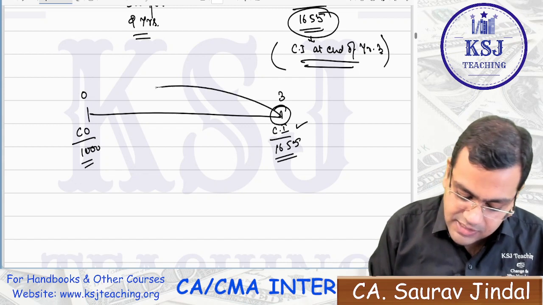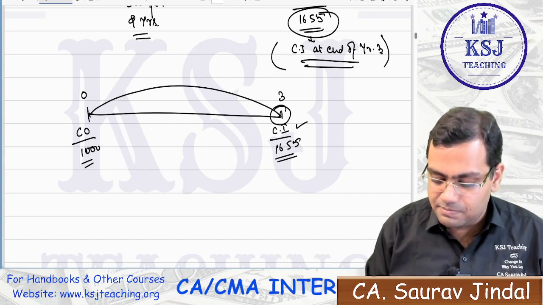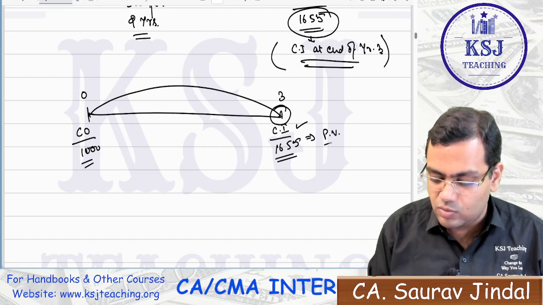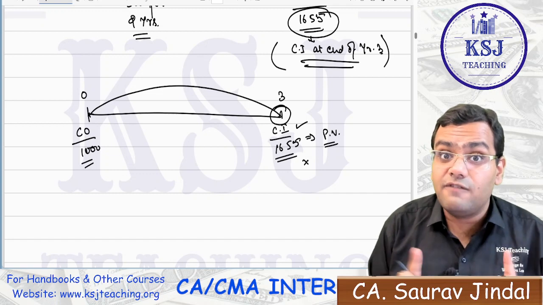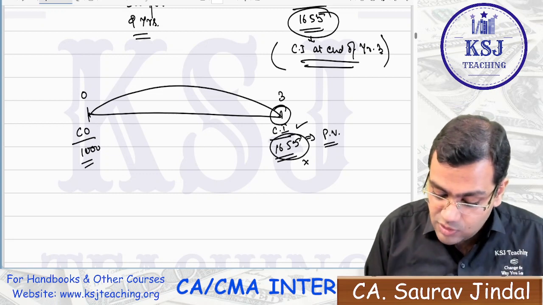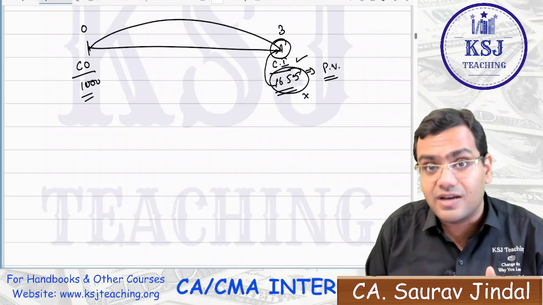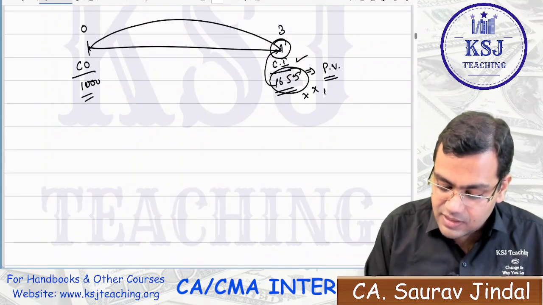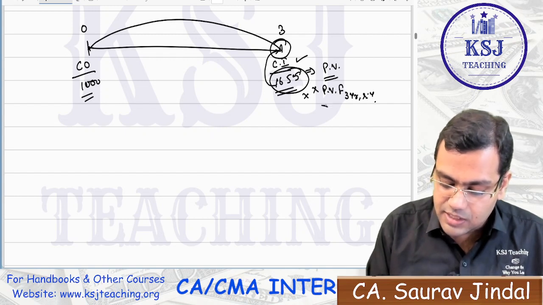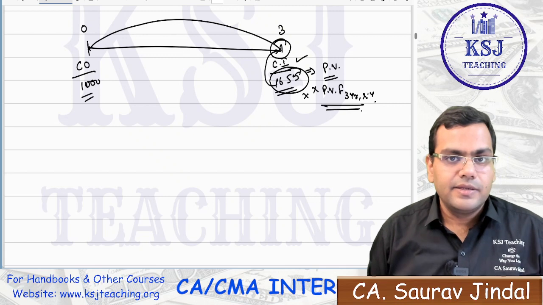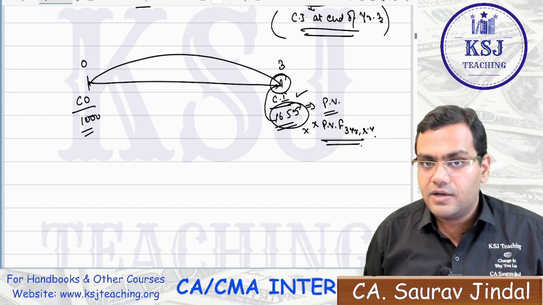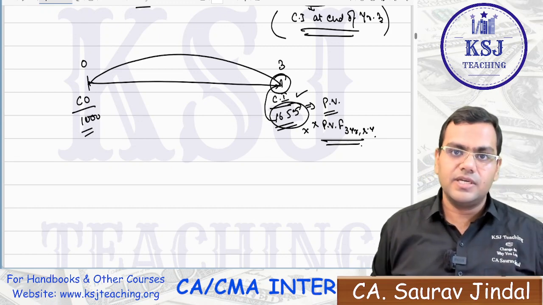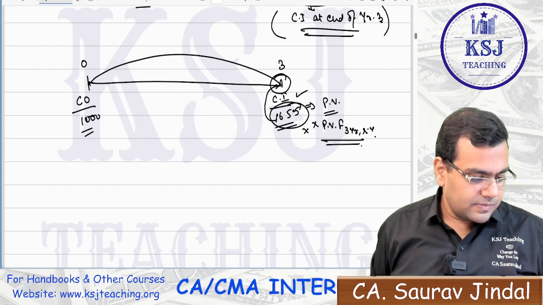I will calculate its present value. How to calculate the present value? If I want to calculate its present value, what I will do is, I will multiply it with, not the present value annuity factor. No, sir. This is the value at the end of a particular year, right? So I will multiply it with the present value factor of the third year at R percentage, right?